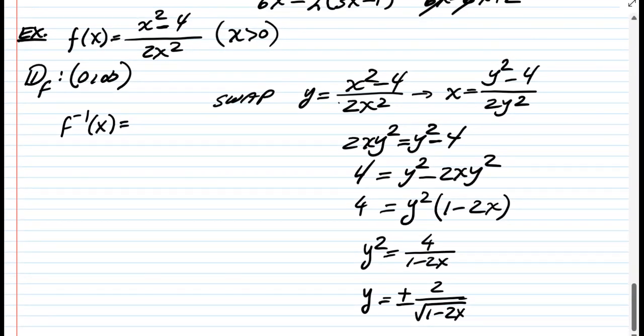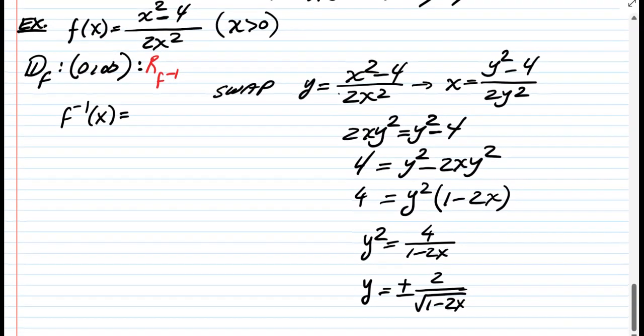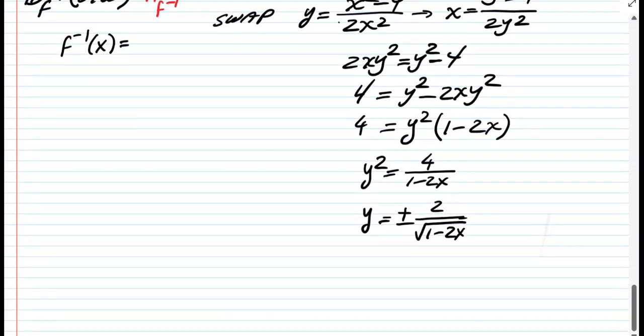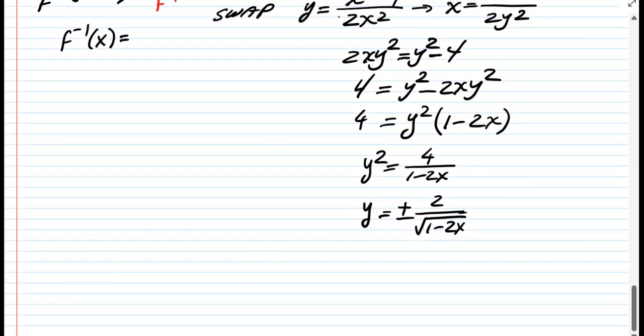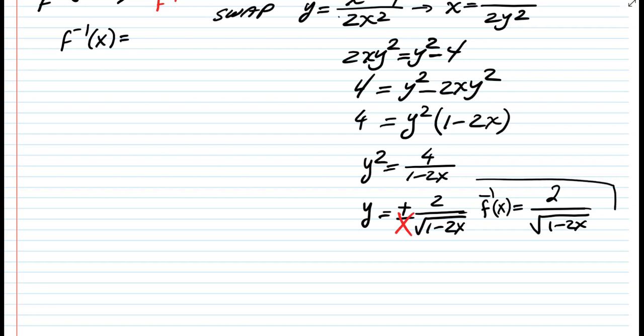Now, the domain of the function is 0 to infinity. That means the range of the inverse function is 0 to infinity. If the range is 0 to infinity, that means the y values are positive, correct? Well, if the y values are positive, we're going to discard the negative. So we're going to choose y equals 2 divided by the square root of 1 minus 2x as our inverse function. I'm going to use the inverse notation at that point. So here we got our inverse function.